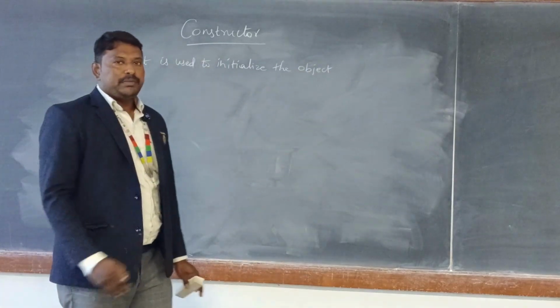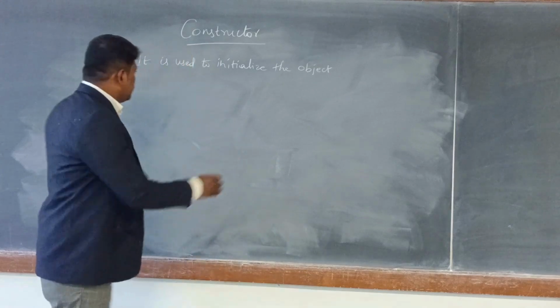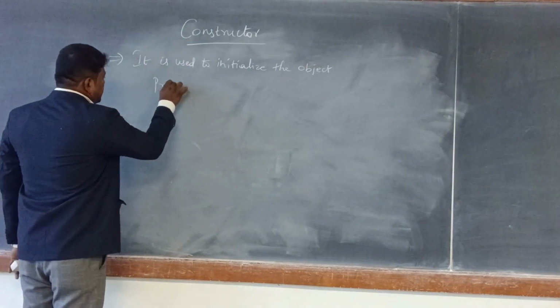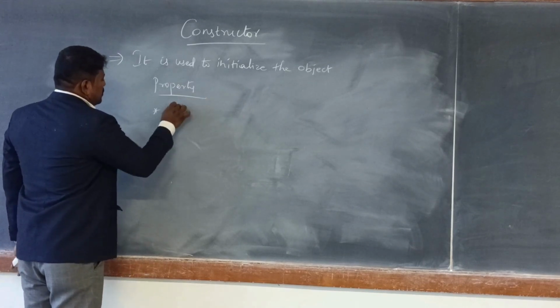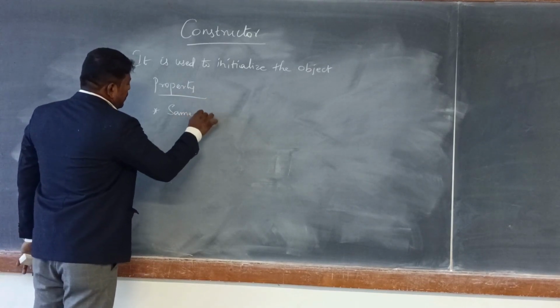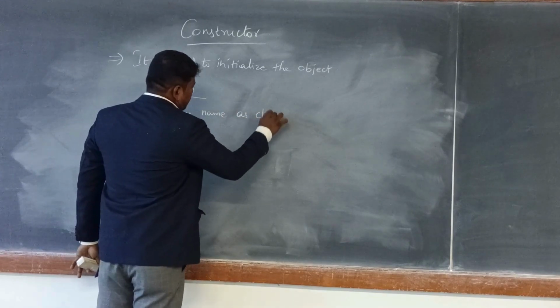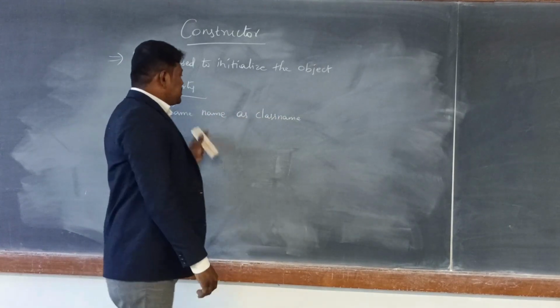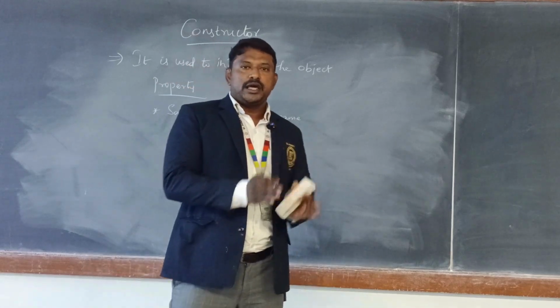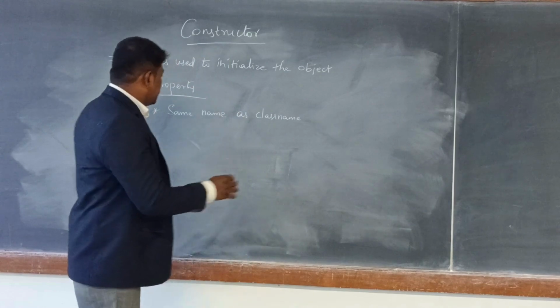So before we dive deep into constructor, we should know the actual properties of constructor. So the first property is same name as class name. So the constructor name and the class name should be same. So this is the first property of constructor.